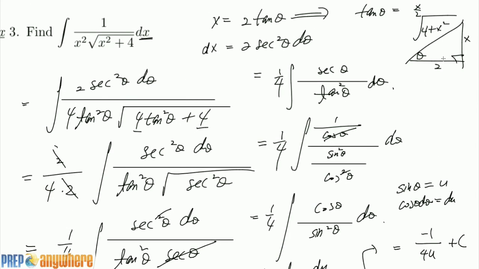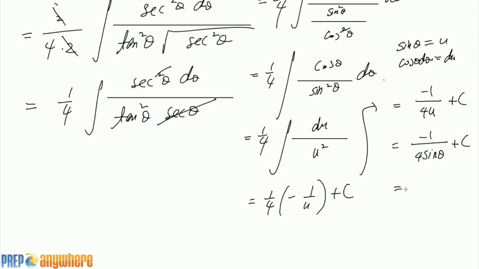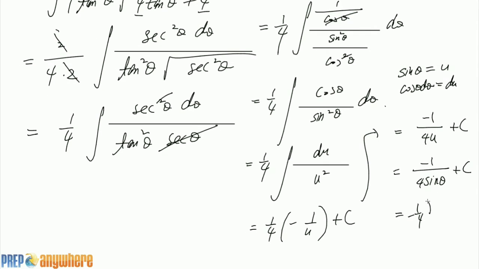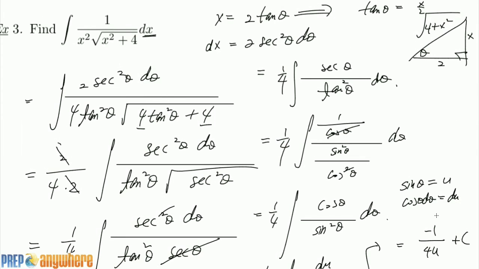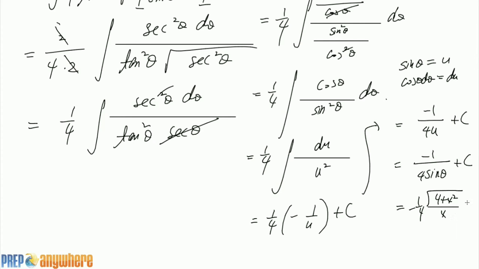So look. Sine of theta is this over that, right? X over the square root of 4 plus x squared. So I'm just going to do the opposite because it's essentially minus 1 over 4 cosecant. So it's the square root of 4 plus x squared all over x, plus constant.